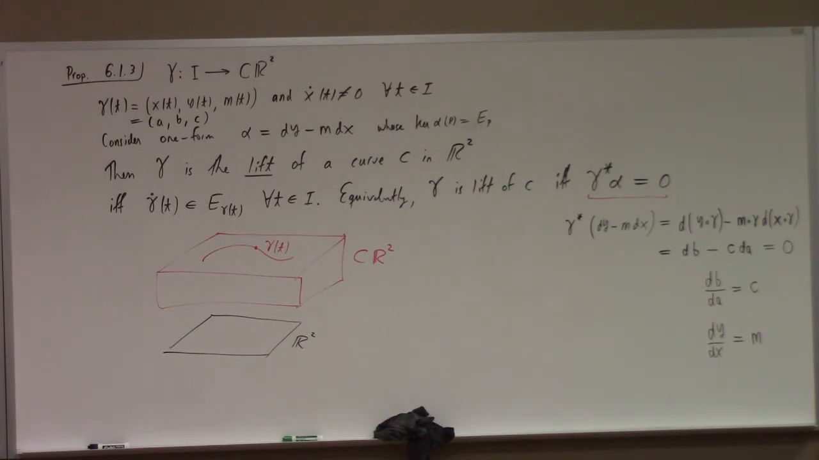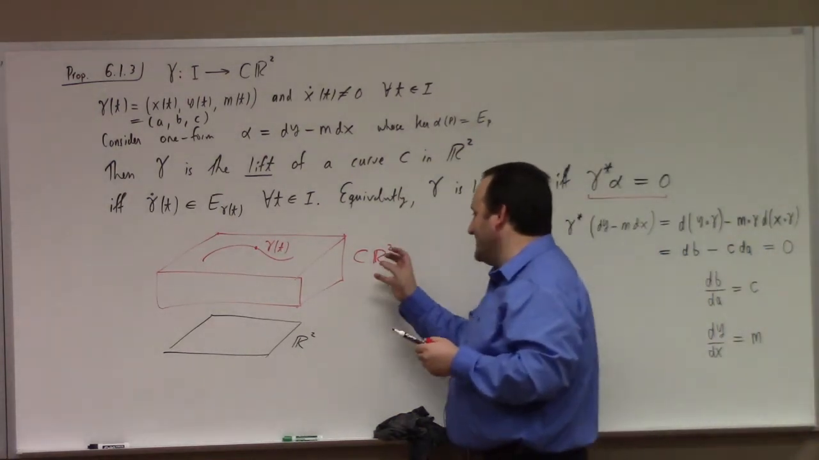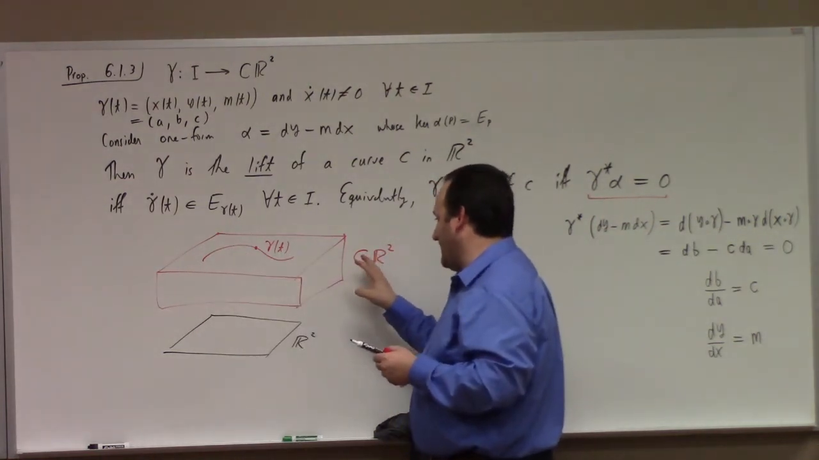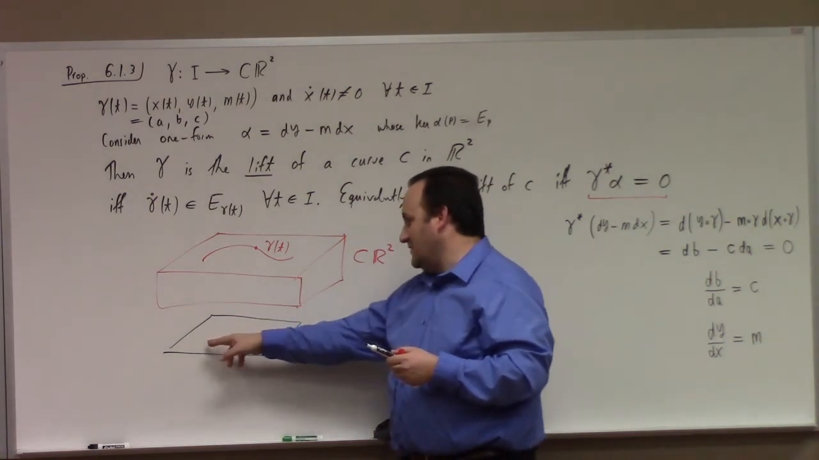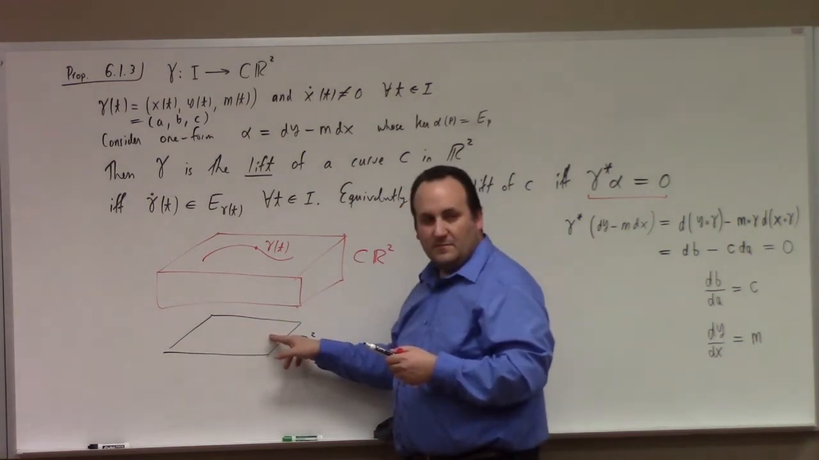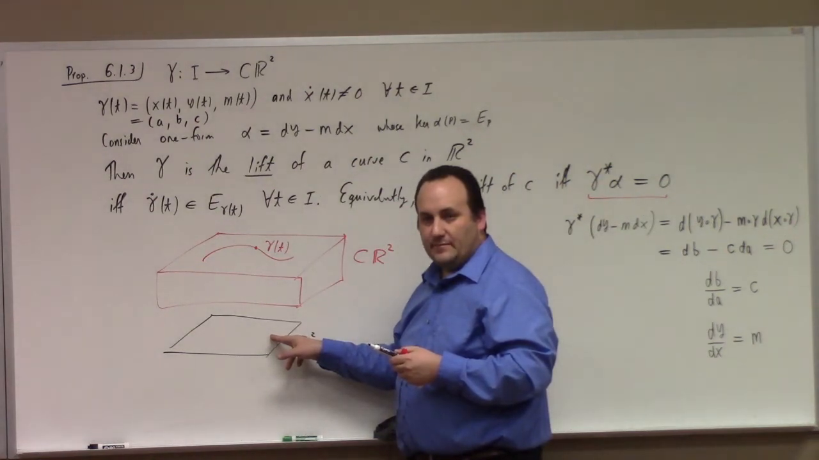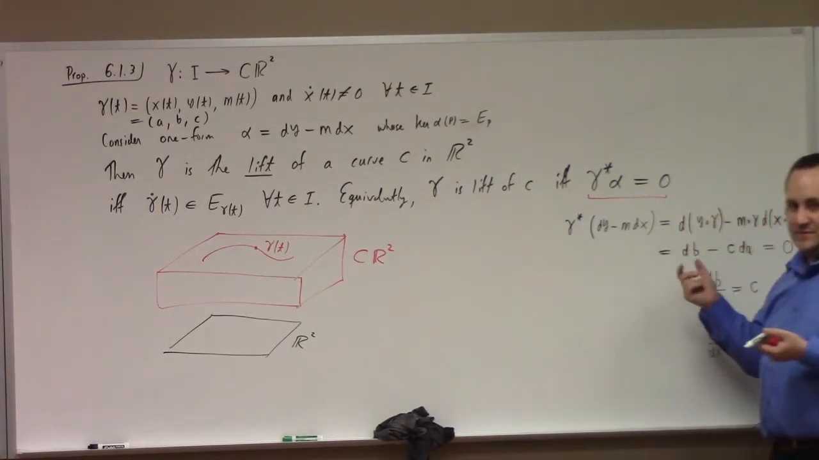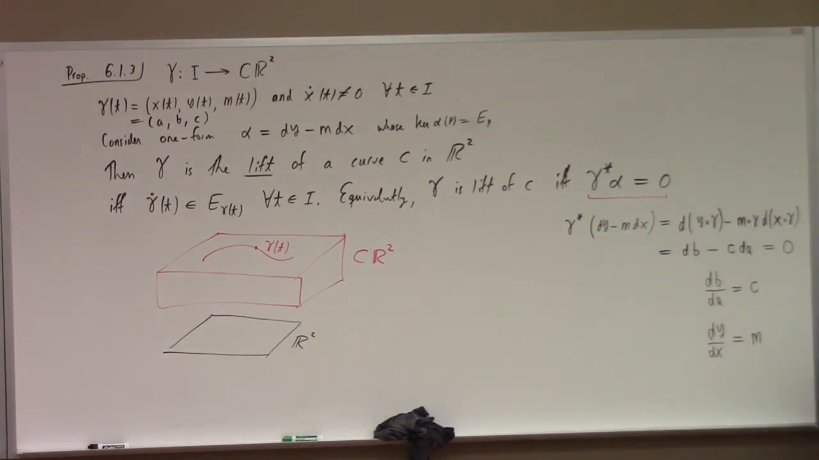And that's why it's called a contact form, because it somehow makes contact, if you will. It describes, if we look at all possible curves up here, it picks out those ones which actually correspond to actual curves down here. If gamma doesn't pull back to be 0, that means we can't reasonably interpret that third thing as being the slope, and so it's not perhaps what we're interested in. I don't know if that helps or not.